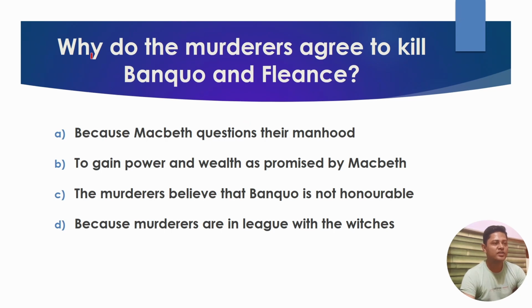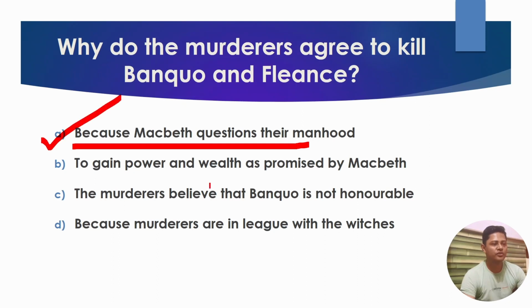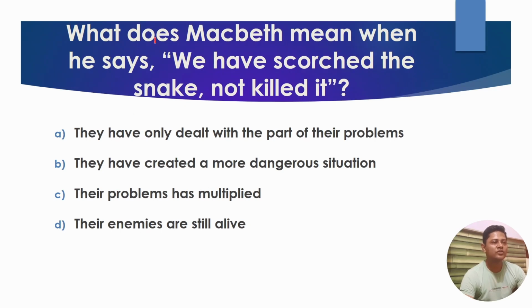The next question is, why do the murderers agree to kill Banquo and Fleance? So these are your options, and here the correct answer is because Macbeth questions their manhood. He also used the tactic of Lady Macbeth. The next question is, what does Macbeth mean when he says, we have scorched the snake, not killed it? So here the correct answer is, their enemies are still alive.